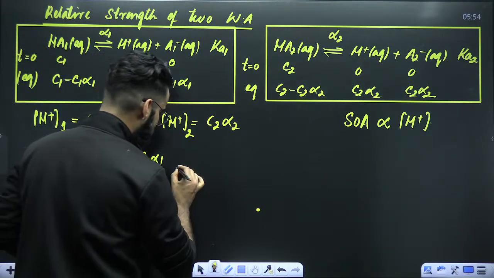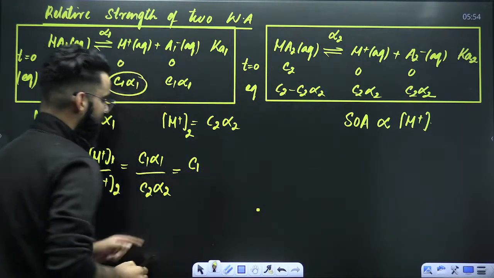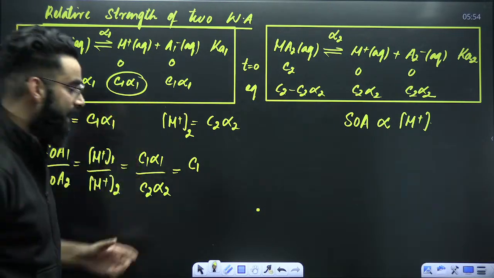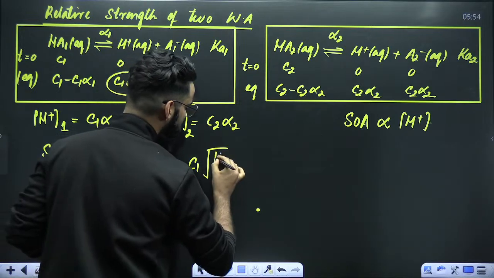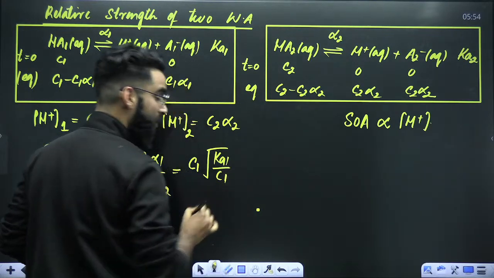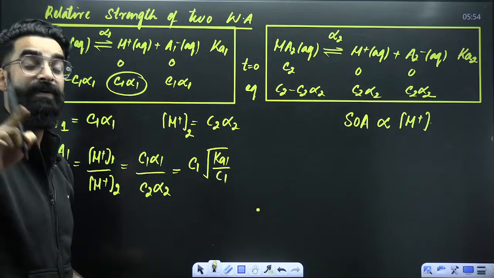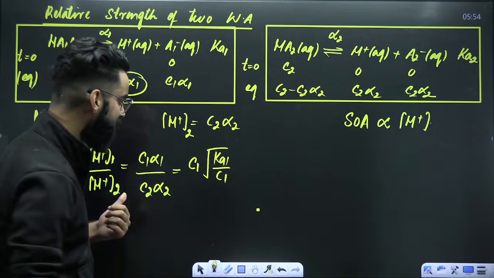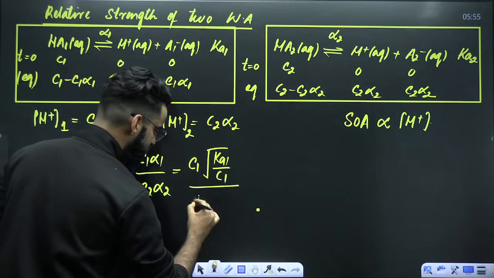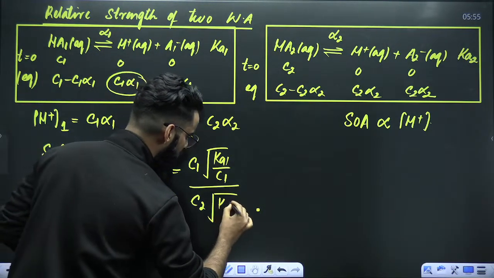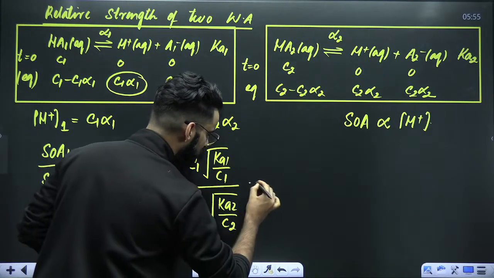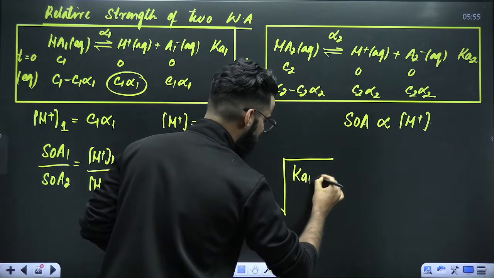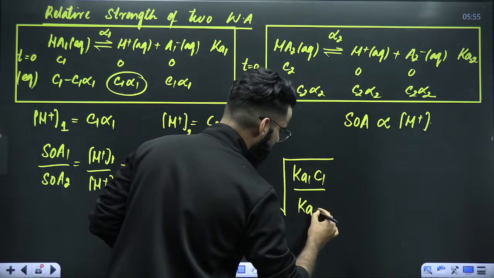Now, my dear students, again one more thing. What is alpha 1 basically? How do we calculate alpha 1? Alpha 1 can be written as under root of Ka1 divided by C1. I hope you remember in the last session we have discussed, if alpha is less than 0.05, then alpha has to be under root of Ka1 divided by C1, right? Similarly, in the denominator C2 and alpha 2 is just going to be under root of Ka2 divided by C2. Now, dear students, the final expression will be something like this: under root of Ka1 C1 divided by Ka2 C2.